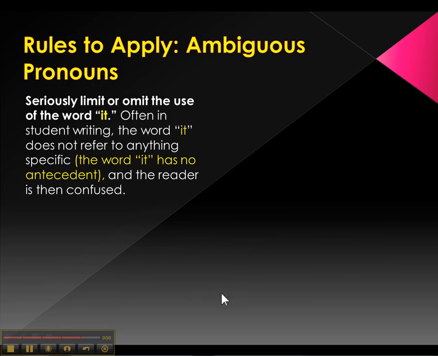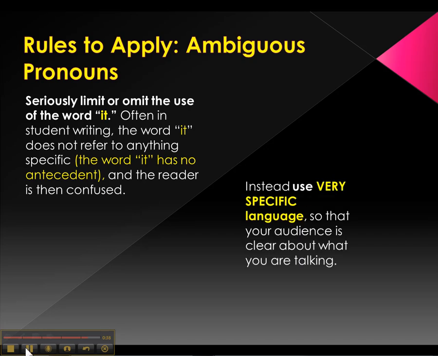And lastly, rules to apply ambiguous pronouns. Limit the use or omit the use of the word it, because it doesn't refer to anything specific all too often, and the word it has no antecedent, and the reader is confused. Instead, use very specific language so that your audience is clear about what you are talking.